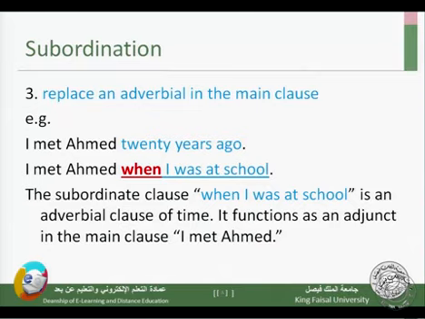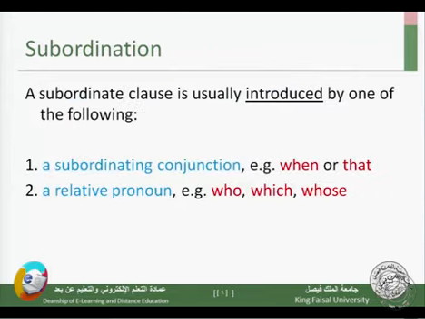So I met Ahmed, this is a complete sentence. But when you say 20 years ago, we added more information. So I met Ahmed 20 years ago. More information, it is optional, you can remove it. And this is the same case with the subordinate clause. We can say I met Ahmed, and we finish the sentence, it is complete. We can also say I met Ahmed when I was at school, to add more, to add an optional part to this sentence. When I was at school, here is a subordinate clause, and it functions as an adjunct, and it is an adverbial clause of time.